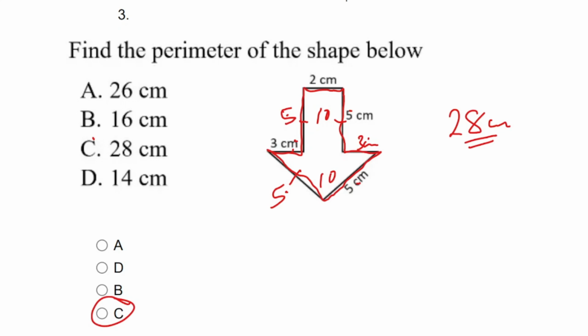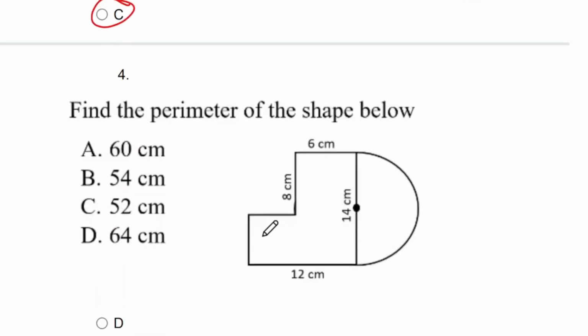Move to question 4. We are asked to find the perimeter of this shape. If you look at this shape here, this is a diameter. That means this is half of a circle. So we are going to add this, which is 6. We need to calculate this arc, half of a circumference here.